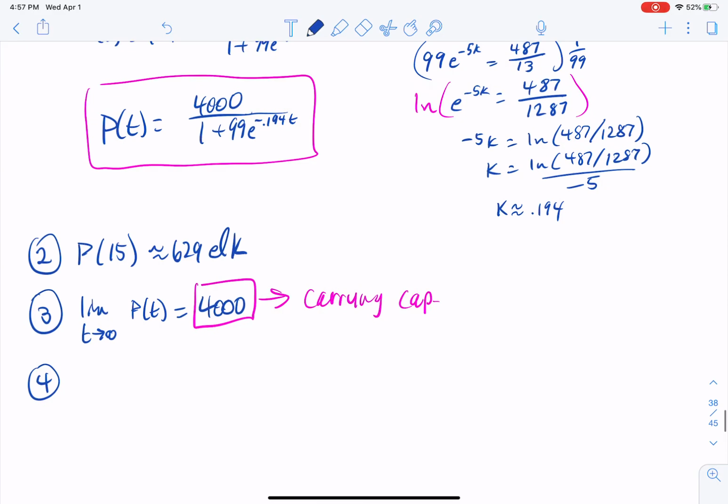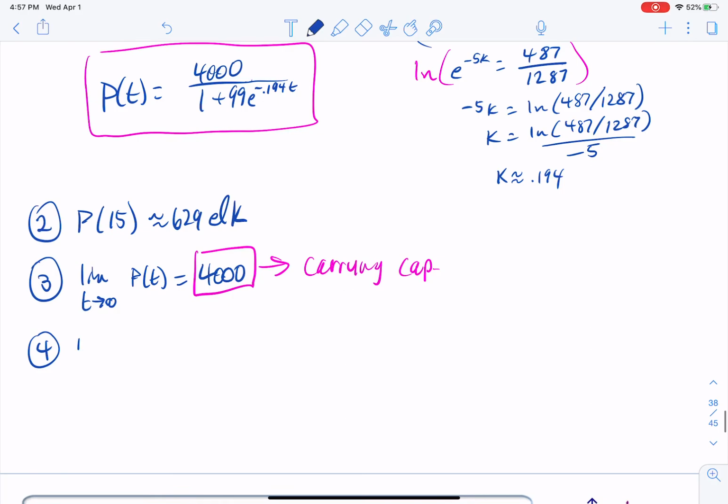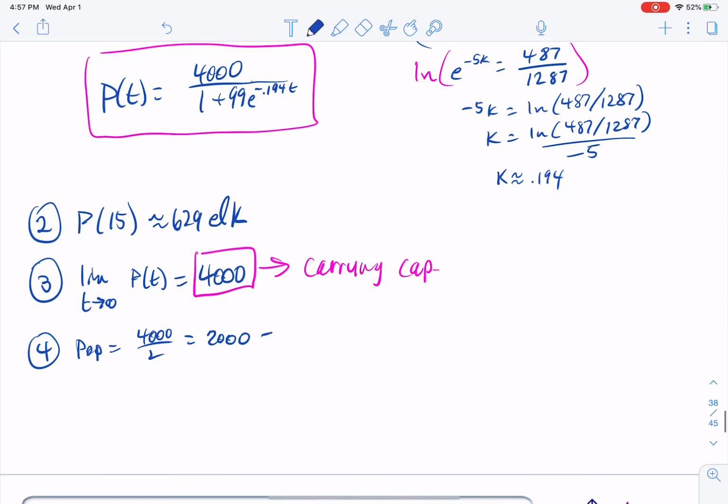So this takes it a little bit different direction than the previous one. Our population is going to be half of 4,000, so we got 2,000, of course. And now we're just going to set that equal to our equation and then algebraically solve that. Hopefully there's enough space here. If there's not, I'll just add a page. So 4,000 over 1 plus 99 e to the negative 0.194 times t, and we're solving that for t.